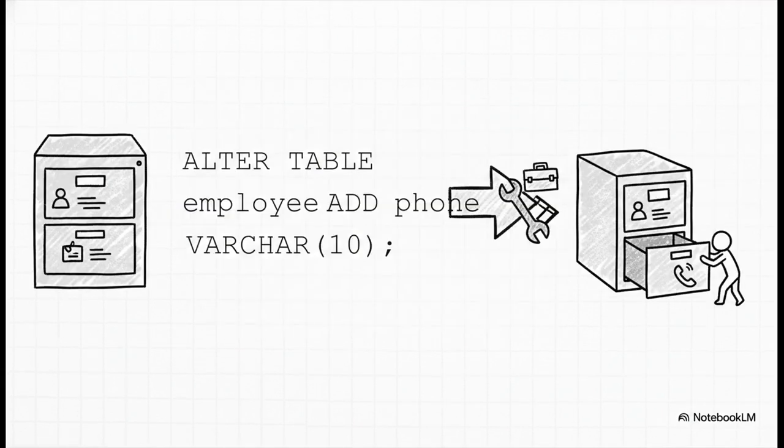But what happens when you realize you forgot something? Well, that's exactly what alter is for. Let's say we decide we also need to store a phone number for each employee. This command lets us go back to our existing employee table and add a brand new column called phone. It's that easy to make changes and let your database structure evolve over time.